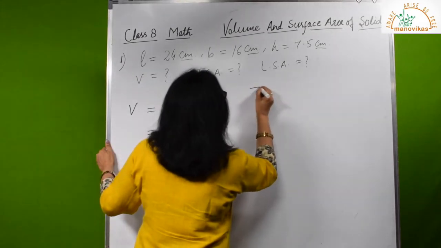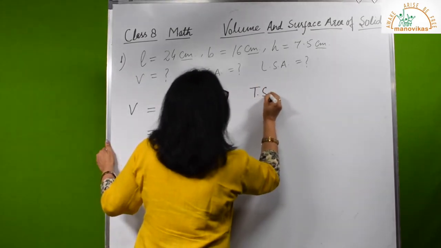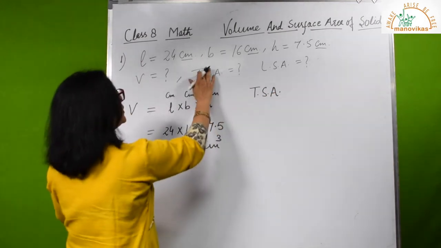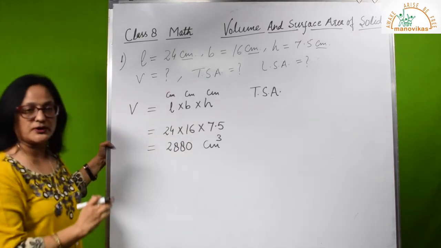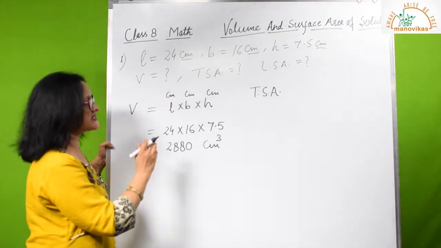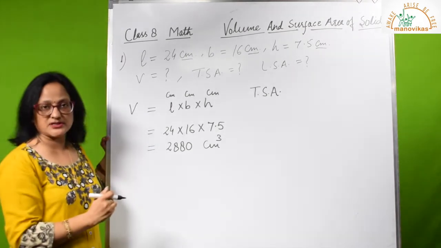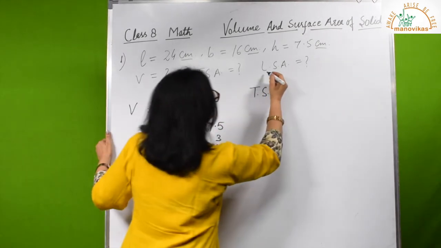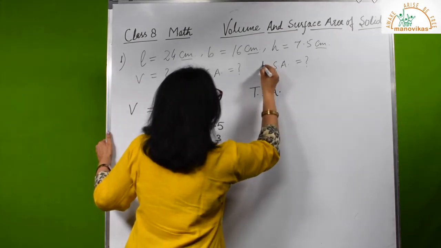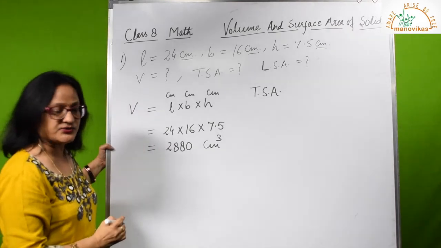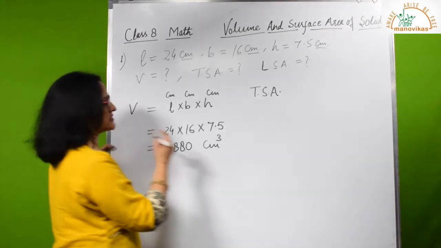Now we have to find the total surface area. See children, if total surface area or only surface area is given, you will always find the total surface area. If it is given, find the surface area of the cuboid, then also you will find the total surface area. But if lateral surface area is mentioned in the question, then only you will find the lateral surface area. Otherwise it is total surface area.